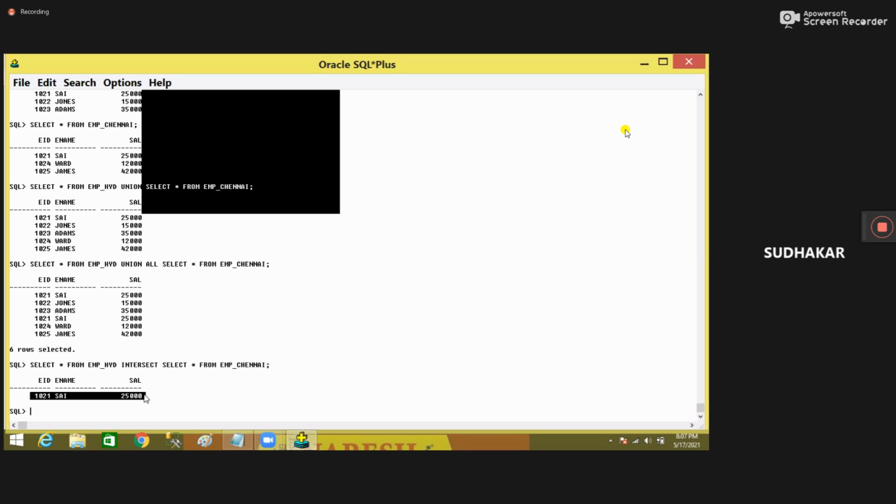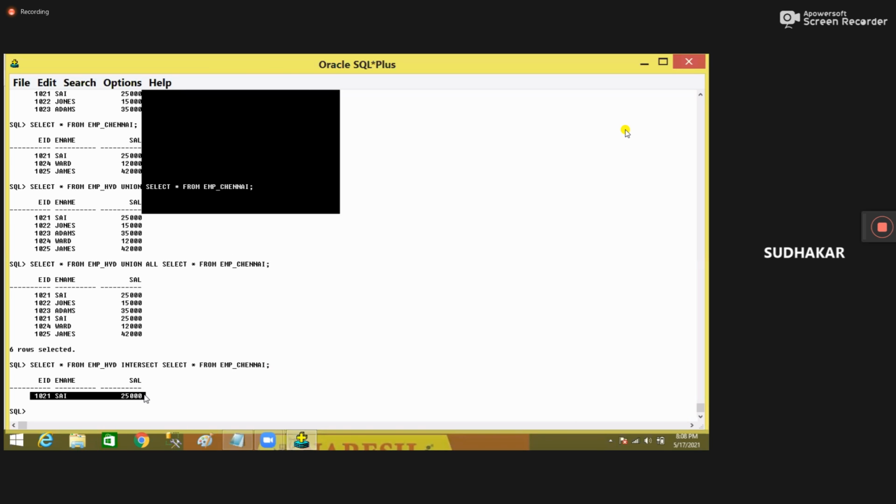That means, now understand. What do you understand here, guys? The intersect operator is retrieving the common data which is in your tables. So that is what it retrieves for us.